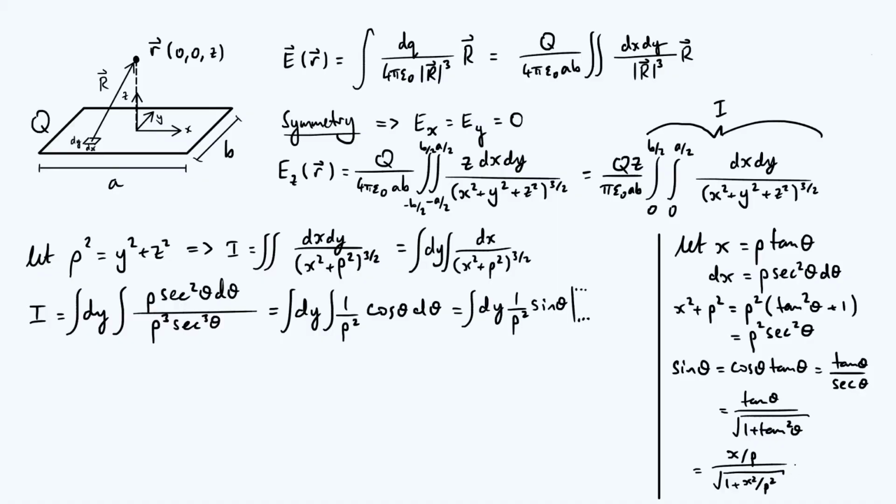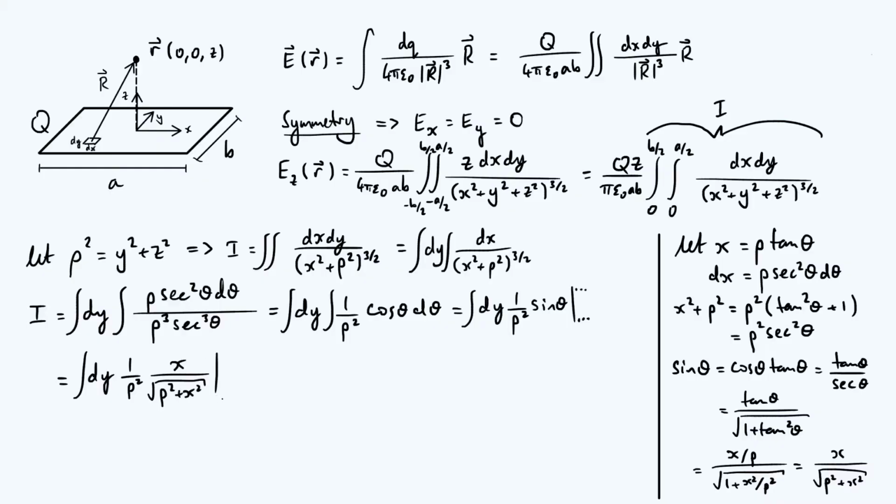Then I'm just going to multiply the top and bottom by rho, and so you get x over root of rho squared plus x squared. So that is sine theta, which appeared after we did our integration in terms of x. It's x over root of rho squared plus x squared. So let's substitute that x expression in place of sine theta. So we've got the integral dy 1 over rho squared x over root of rho squared plus x squared.